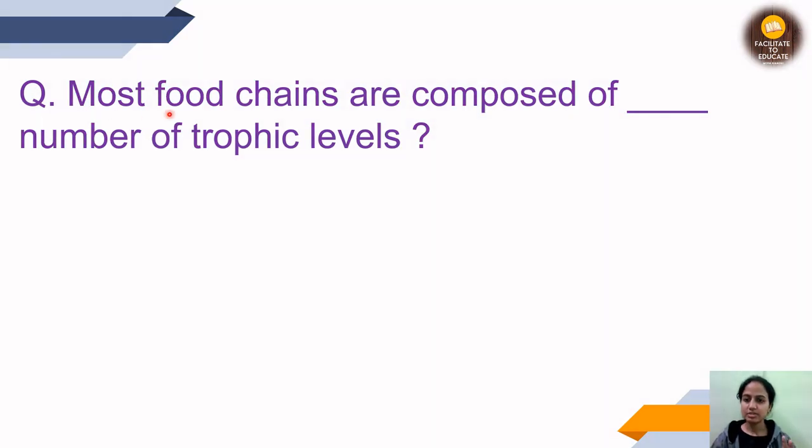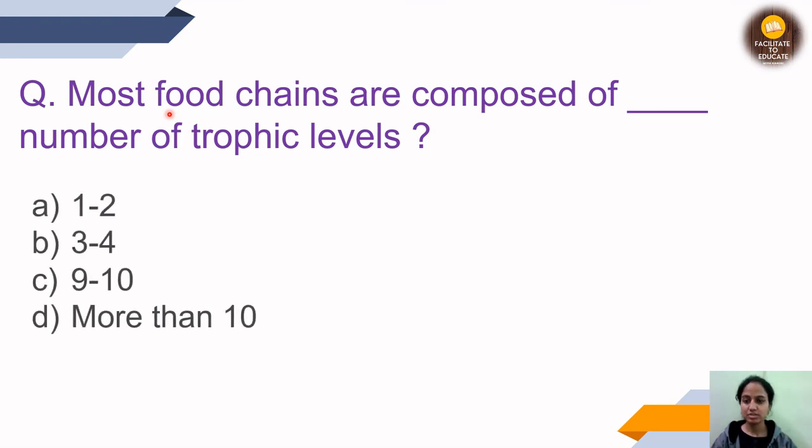The last question is, most food chains are composed of dash number of trophic levels. So how many maximum trophic levels can be in a food chain? This is the question. So it is either 1 or 2, or it is 3 or 4, or it is 9 and 10, or it is more than 10. So this is a very simple question. You can answer it very easily, but also you should know the reason. So the answer to the question is 3 to 4, right?